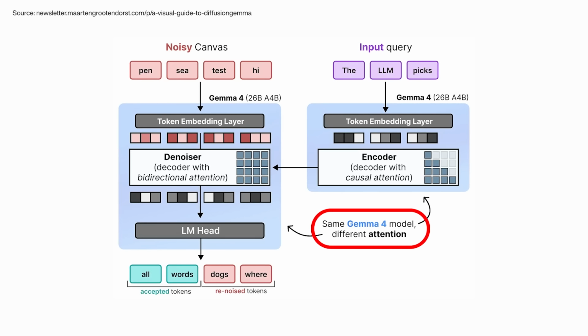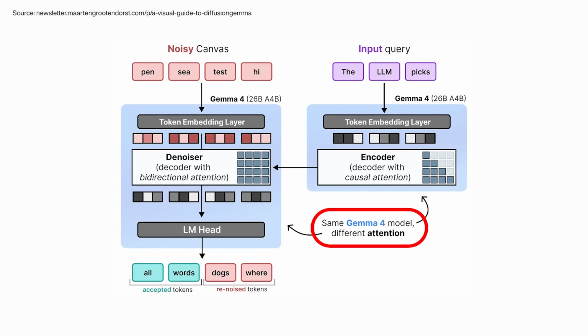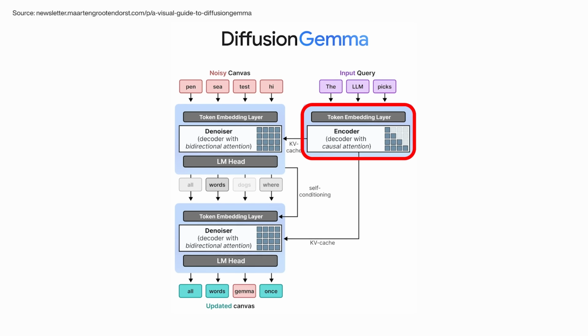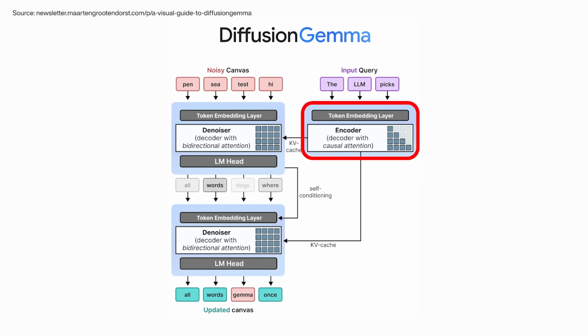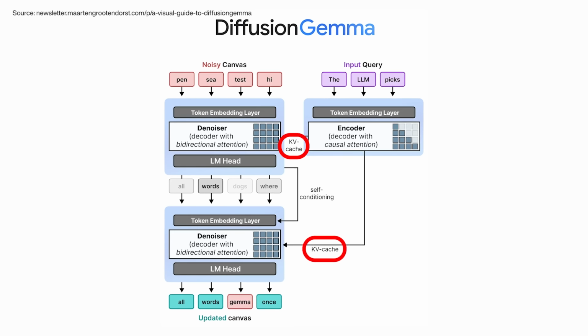But this solution also has a catch. Diffusion needs an encoder to understand your prompt and a denoiser to clean the canvas. So DeepMind developed an encoder-denoiser patch. It's built on top of their existing 26 billion Gemma 4 model, and it switches between the 2 modes when it's generating your response. In encoder mode, the model reads your prompt, tries to extract some context and guidance for it, collects all of that in KV cache, and then passes that directly to the denoiser.